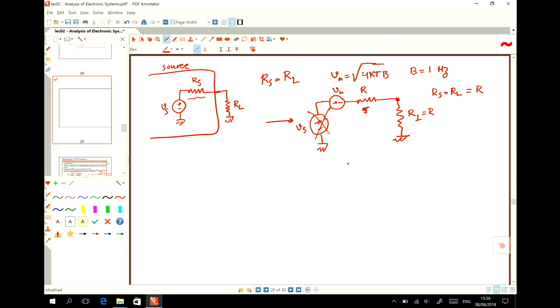Okay. So what's the voltage at this point? I call this V out. So V out equals RL divided by RL plus RS, times Vn. Correct?